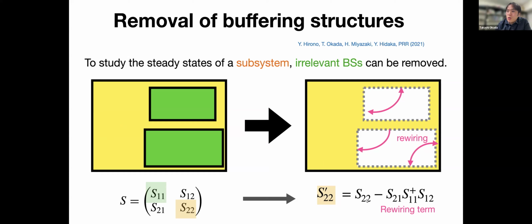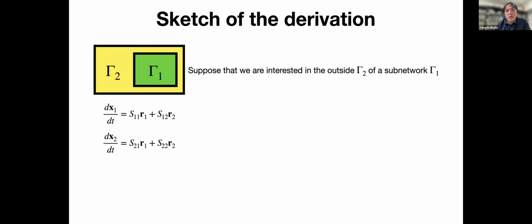But to reproduce and keep the original steady state, we need to add this second term, the rewiring term here. Here, dagger denotes the pseudo inverse of S11. S11 is the part of the stoichiometric matrix of the removed part. Okay, and the derivation is actually relatively easy. So let me briefly sketch the derivation.